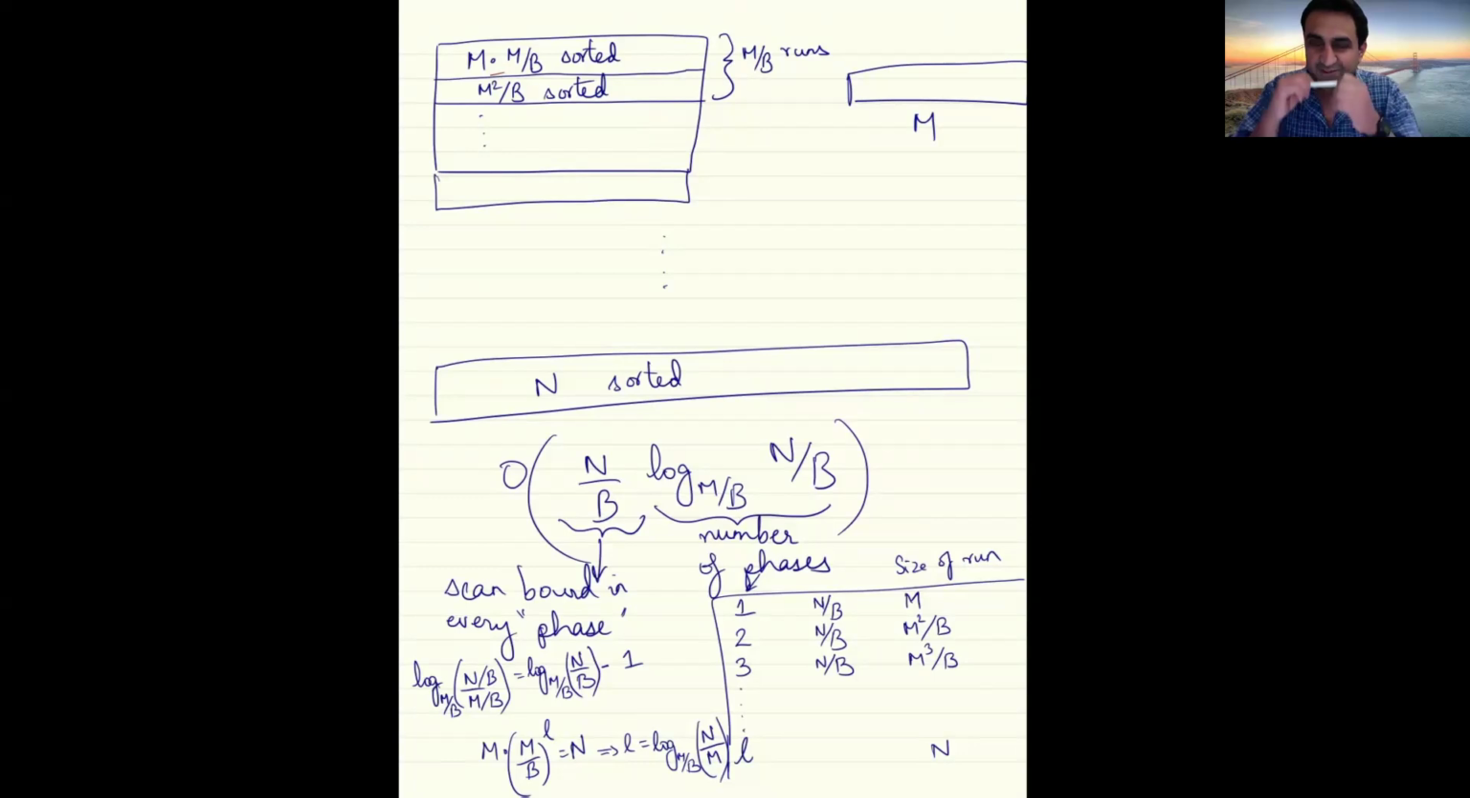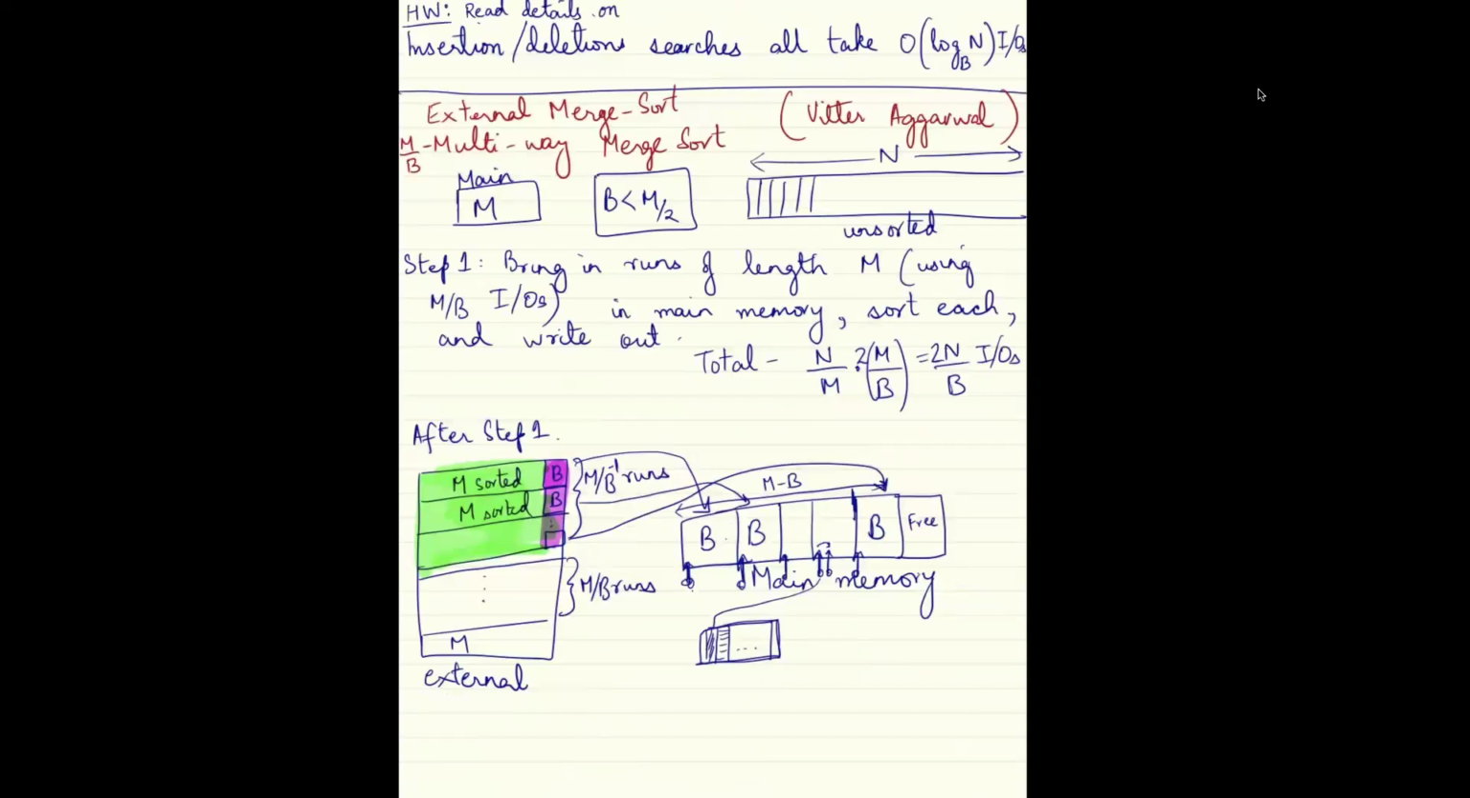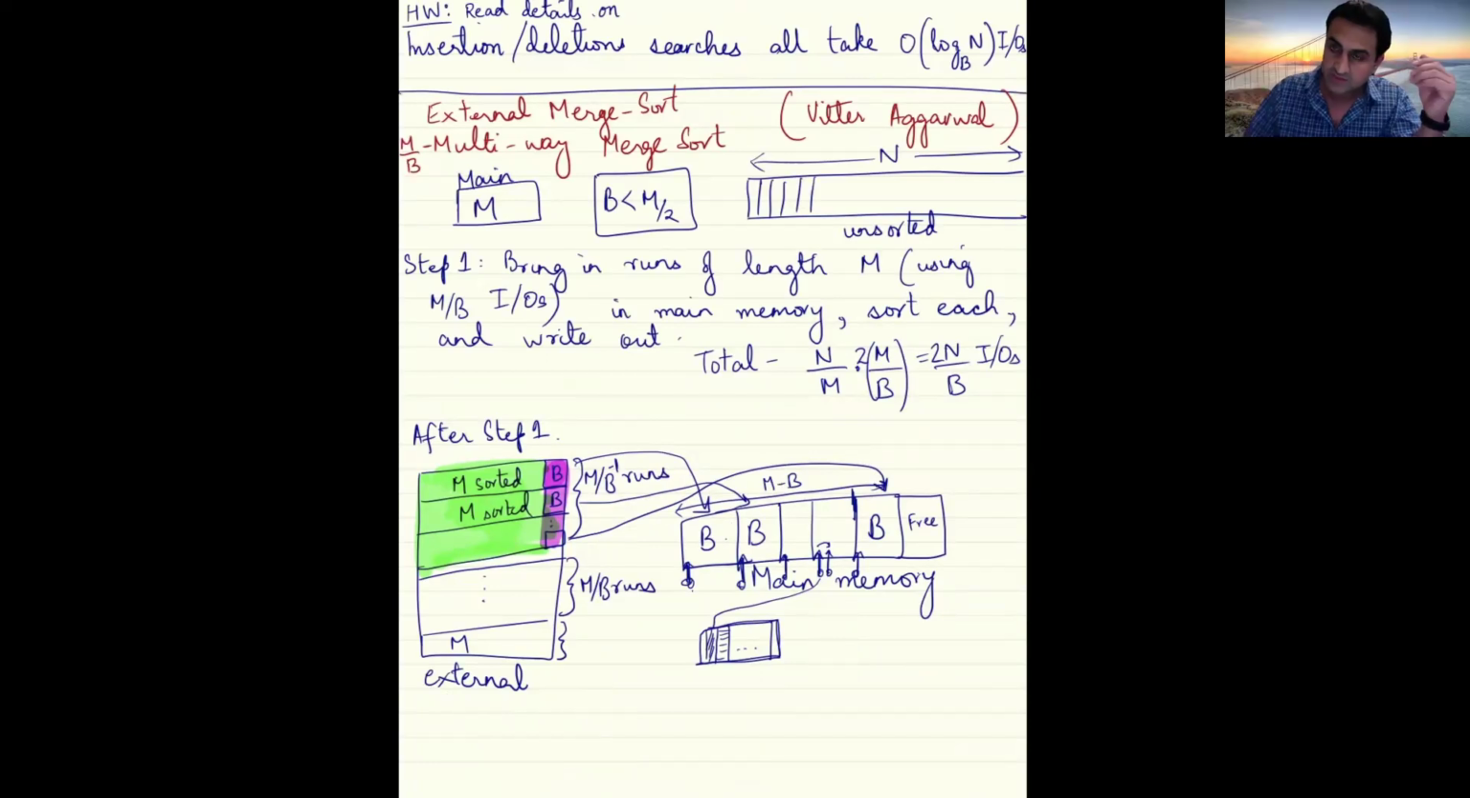Okay, so where did I lose you guys? I got confused. Can you go back to the previous slide? Like someone else asked, where is the sorted data getting stored? Is it going back to secondary memory or is it going back to memory? Yeah, it's going back to secondary memory.